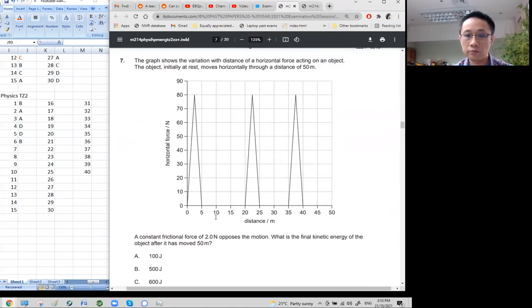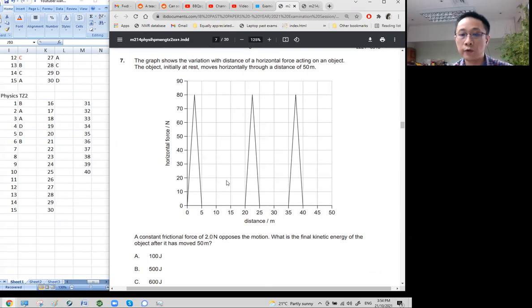Question 7. A similar question has shown up in May 2016, I think, having these kinds of graphs. The graph shows the variation with distance of a horizontal force. So a force acting horizontally will do work on the object. And they also have a constant frictional force. Okay, this is a more difficult version of the 2016 question.